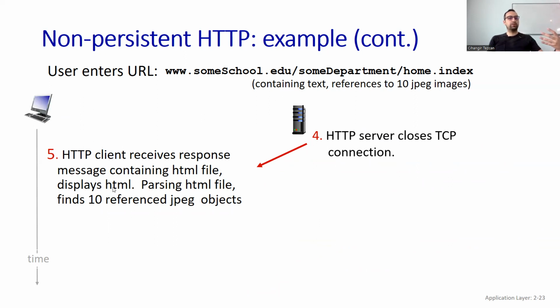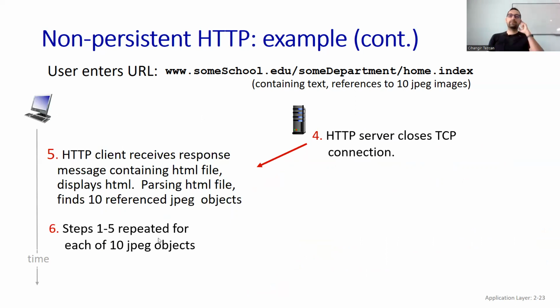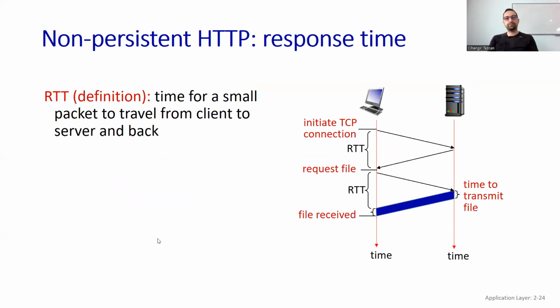It displays this HTML on your browser, but now realize that there are 10 referenced JPEG images. So you have to repeat all of these steps 10 more times. Okay, this is the bad thing about non-persistent. So we try to measure it with response time, RTT, to show that it takes longer to download a web page if you use a non-persistent connection.